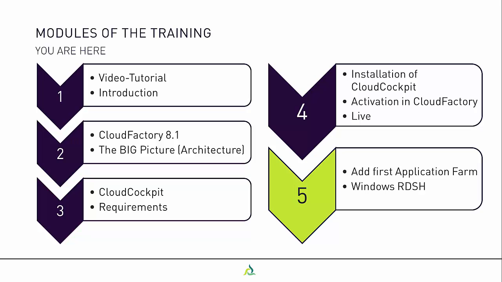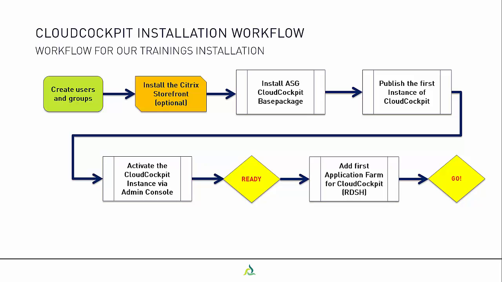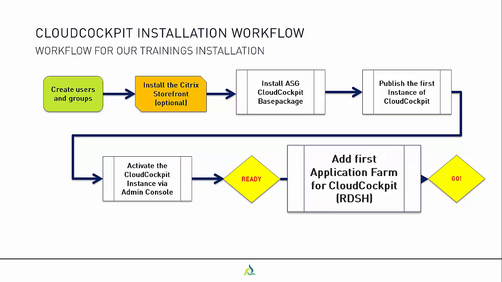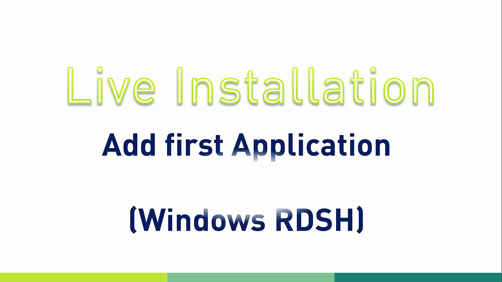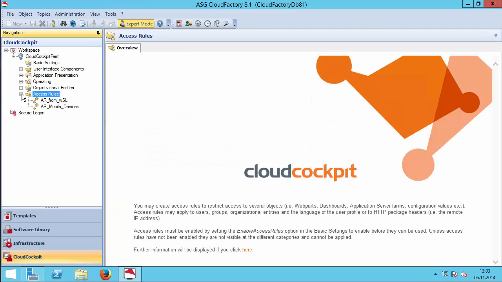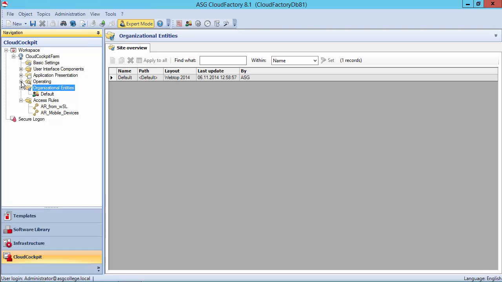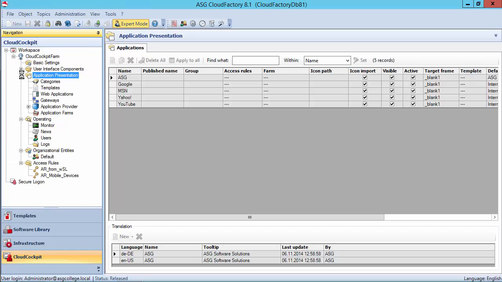Module 5, add first application form from provided applications in CloudCockpit. We use the Windows Remote Desktop host, and we now add the first application form. Live installation, add first application form. We have no application form in our instance of CloudCockpit. So we select Application Form in the instance tree under Application Presentation.